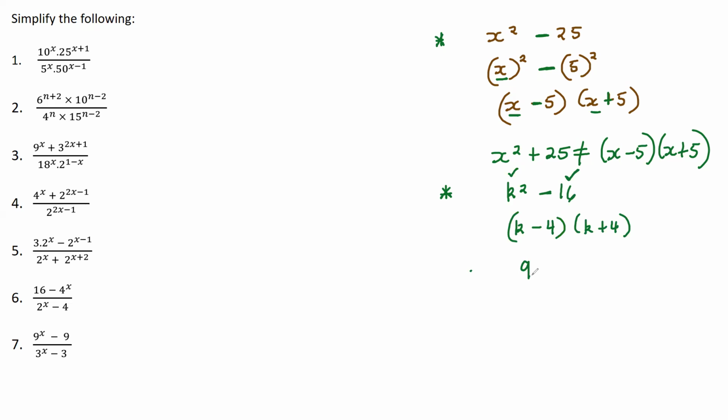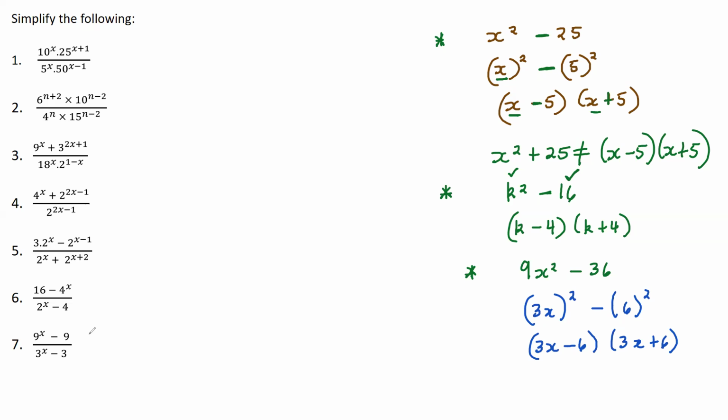Look at this next one: 9x squared minus 36. I can write this as 3x, because 9x squared can be written as 3x, then squared. Then the 36 can be written as 6 squared. Eventually, I'll have it as 3x minus 6, difference of 2 squares, then 3x plus 6. I'm happy about that.